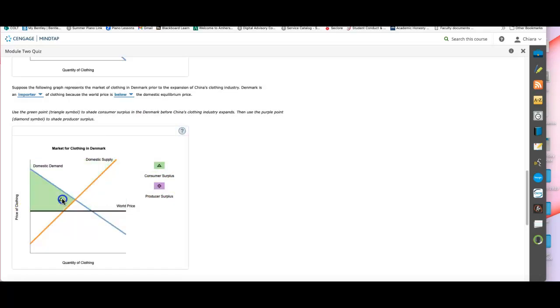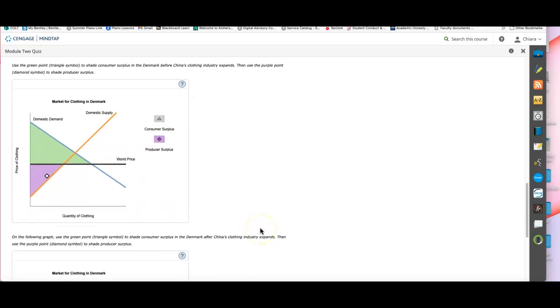We're going to shade the whole area below the demand curve, the first one, but there's a little more left here, so we're going to drag the second one. On the other hand, the area left above the supply curve all the way to the price is going to be here, and we're going to shade that in purple.